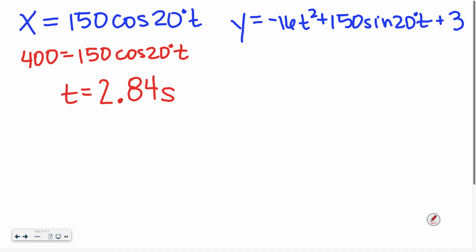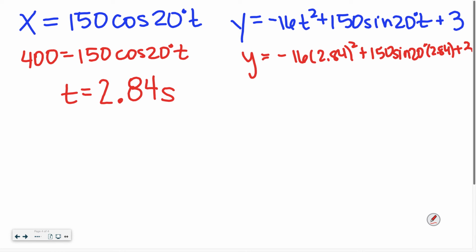So now plug that in. Okay, and what is this going to tell us? This will tell us how high the ball is when it gets to the fence. Exactly. We know how long it takes to get there. Now, how high will that ball be? Go ahead and plug 2.84 in for t in the y equation. Y is going to give us some sort of height.